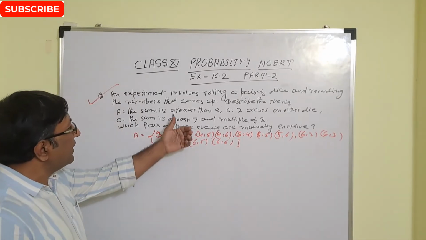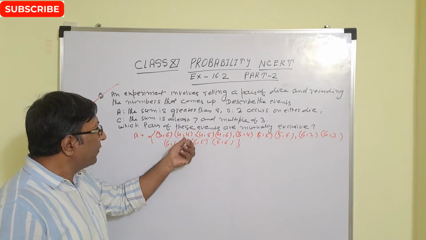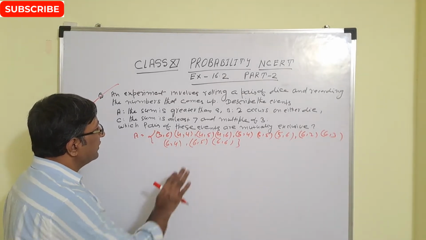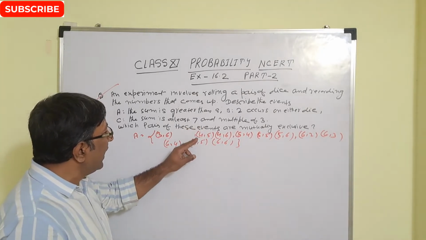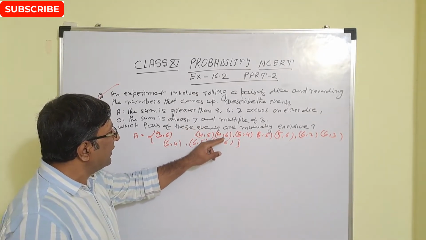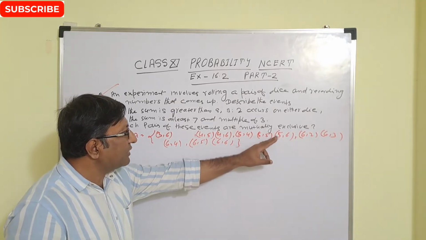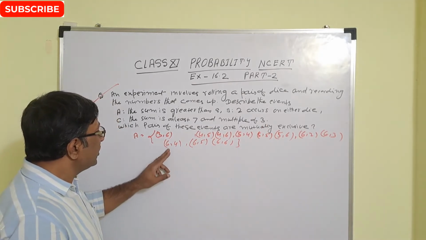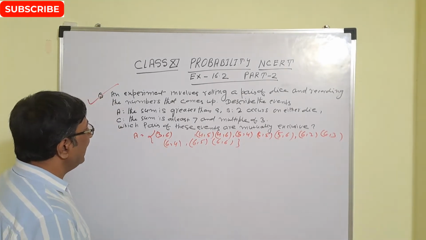Okay, the sum is greater than 8. So here 3 plus 6 is 9. 4 plus 4 is 8, we need greater than 8, so this is not correct. Okay, so 4 plus 5 is 9, 4 plus 6 is 10, 5 plus 4 is 9, 5, 5 is 10, 5, 6 is 11, 6, 2 is 8, 6, 3 is 9, 6, 4 is 10, 6, 5 is 11, and 6, 6 is 12. So these are the event A.